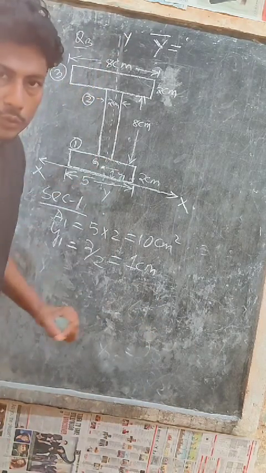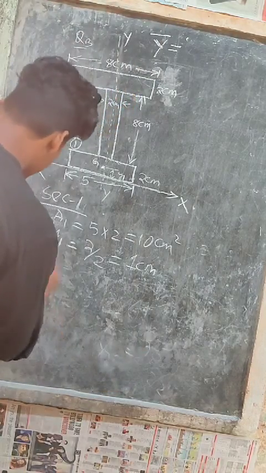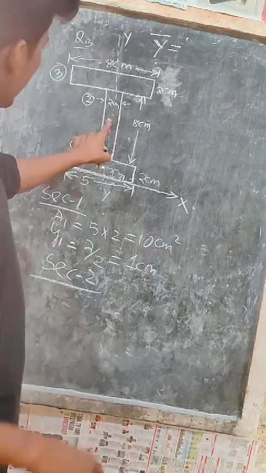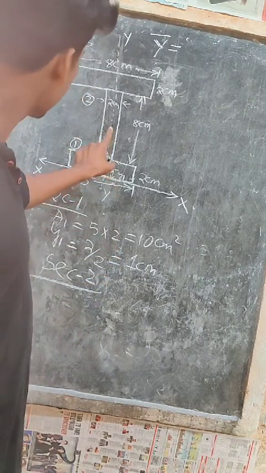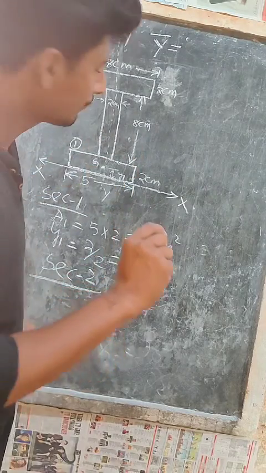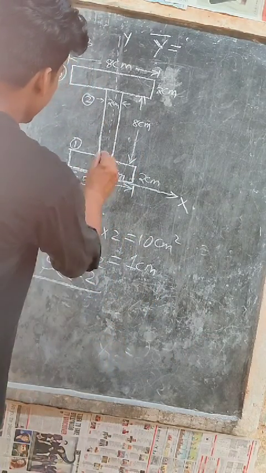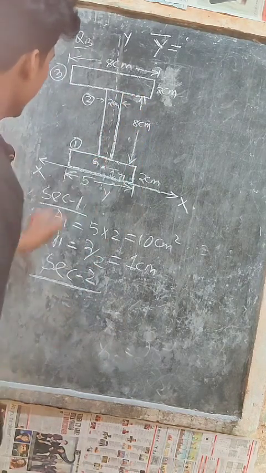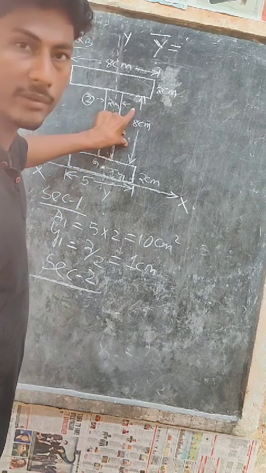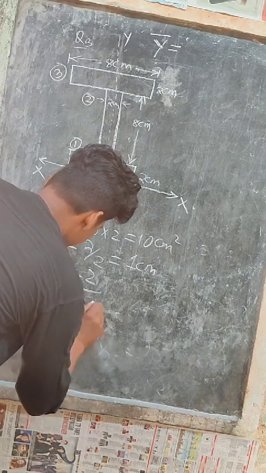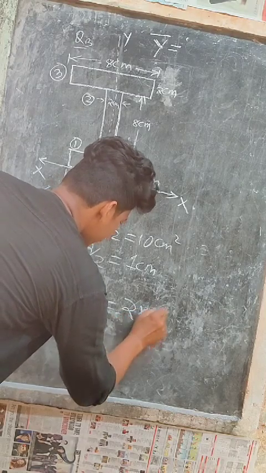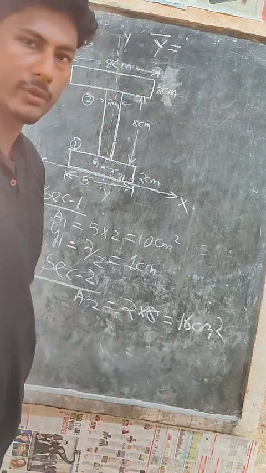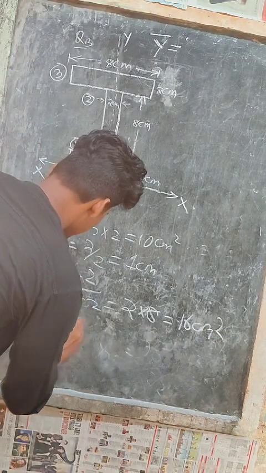Now coming to section 2. Section 2 is very important. In section 2, you can find out the area and y2. In section 2, the area is length into depth. Length means 2 centimeter, depth means 8 centimeter. So 2 into 8. Area 2 equal 2 into 8 equal to 16 centimeter square.